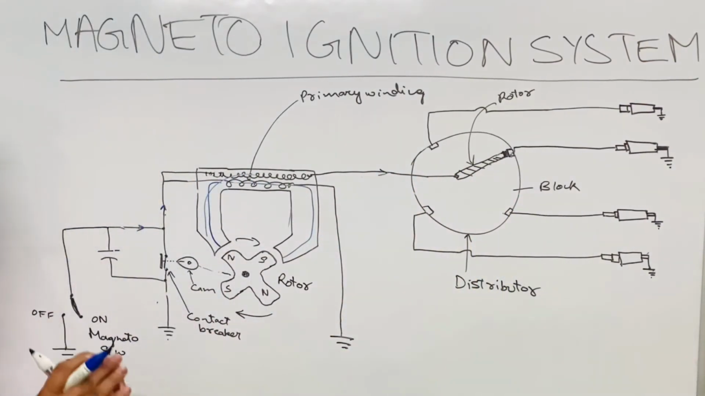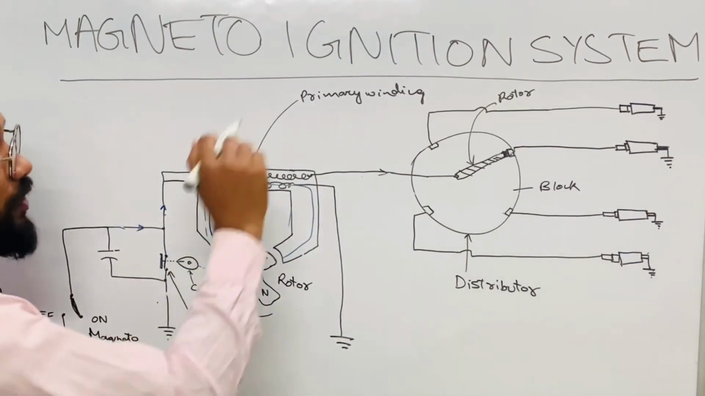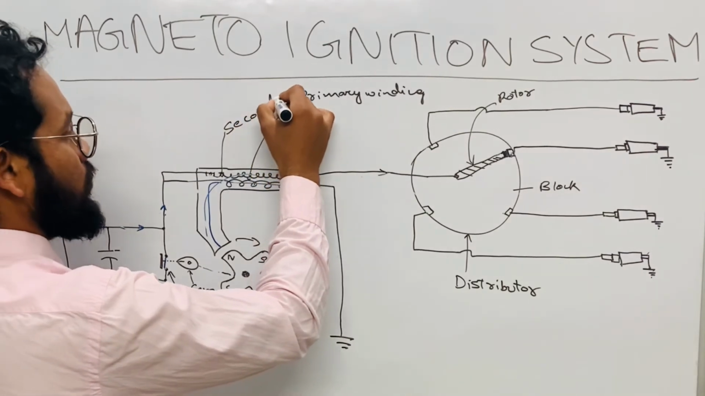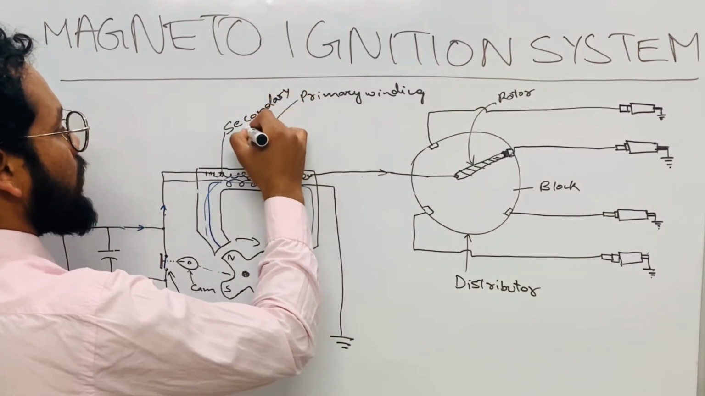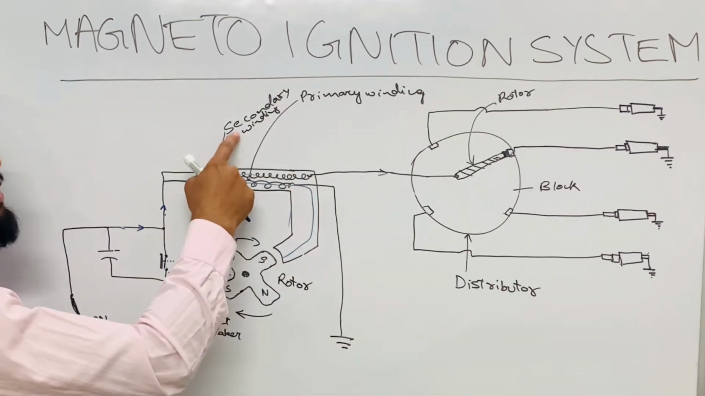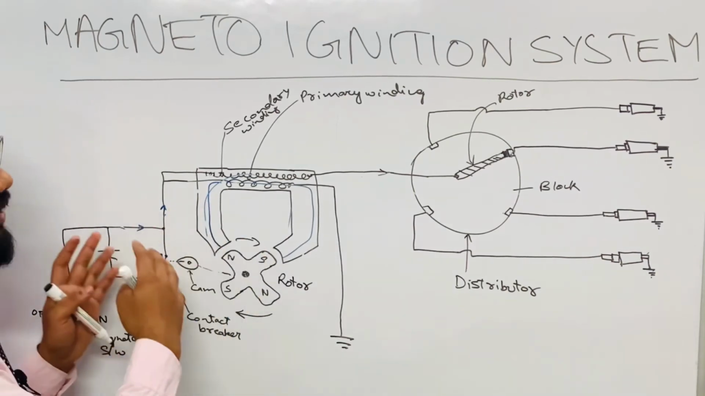So friends, I'll quickly summarize how the system works, okay. Sorry, I forgot to label the secondary winding. This is the secondary winding. So friends, I have written this is the secondary winding. Now friends, let's quickly summarize the working of this magneto system.